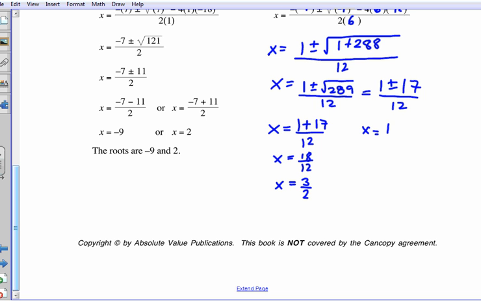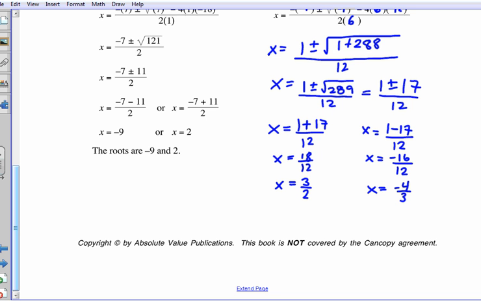We're now going to do 1 minus 17 divided by 12. What's 1 minus 17? Negative 16 over 12. What can we divide both by? 4. So negative 16 divided by 4, negative 4 over 3. Is that what we had on the other page? Yes, it is. Exact same thing. Just a little bit more work.